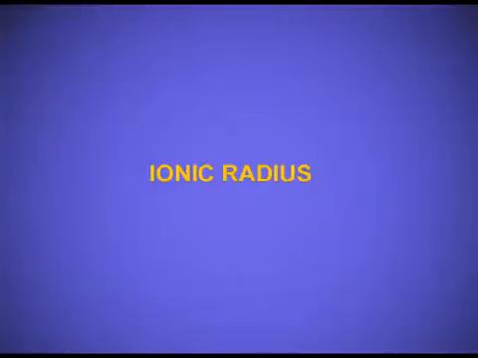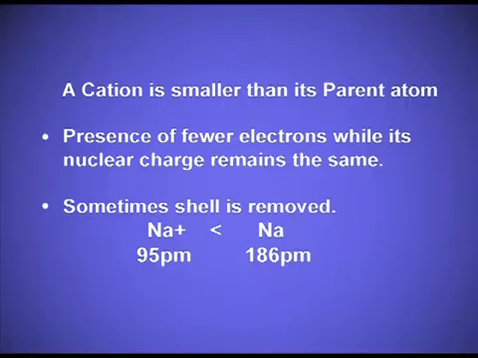Ionic radius. Ionic radius is measured when there is an ion. How are ions formed? We very well know that. A cation is formed when an electron is lost, and an anion is formed when an electron is gained. And cations are always smaller than anions. A cation is smaller than its parent atom due to the presence of fewer electrons, while its nuclear charge remains the same. And also sometimes the shell is removed.